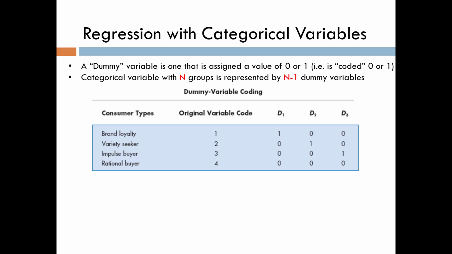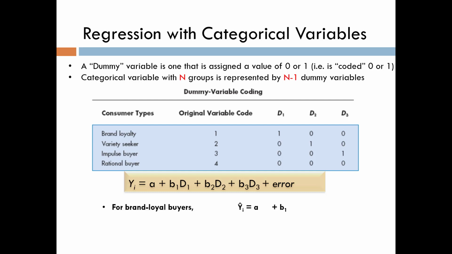To include this variable, you would have to create 3 dummy variables, D1, D2, and D3, to represent the 4 types. As you can see in the table, when the consumer is brand loyal, D1 is coded as 1 and everything else is coded as 0. For variety seekers, D2 is coded as 1 and everything else is coded 0, and so on. You could then run a regression with D1, D2, D3 as the independent variables. Once you get the output, and assuming the coefficients are significant, you could predict the dependent variable by plugging in the values for each of the dummy variables for a given consumer type.